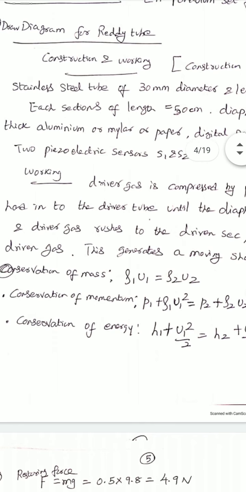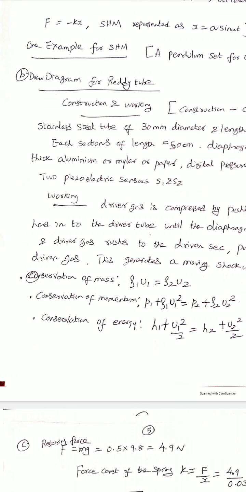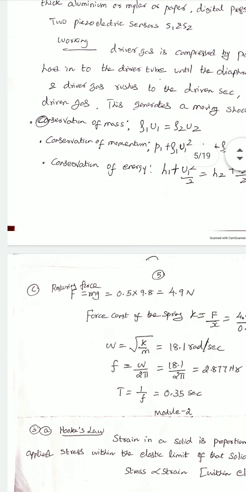Then one more question is there, that is regarding the conservation of mass, energy and momentum. So all these equations are mentioned here, right? Then the question 1C you can see, that is a mass of 0.5 kg causes an extension. So read out the question. Then here we have to find out the force constant for the spring, and then angular frequency, then the time period. So the restoring force is F equals mg.